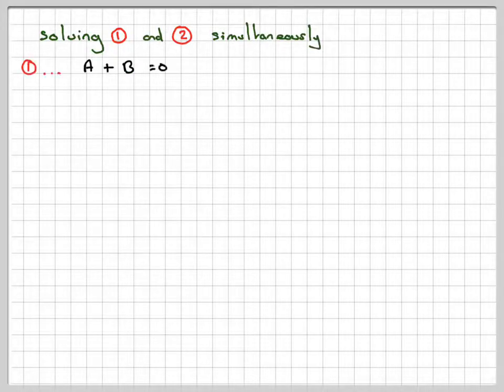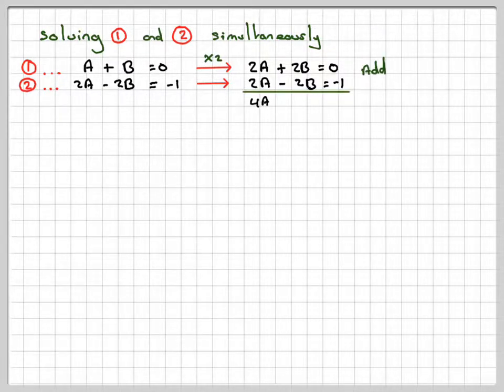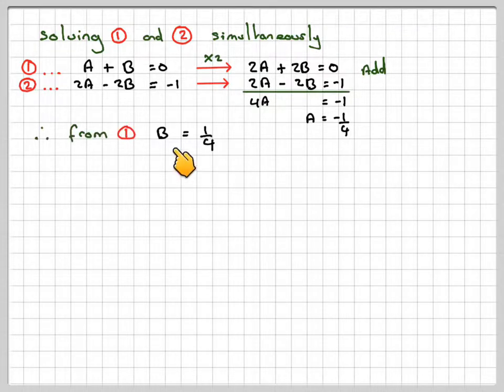So solving simultaneously, if we multiply the top one by 2, we're going to get 2a plus 2b is equal to 0. 2a minus 2b is equal to minus 1. If we add those, we're going to get that 4a is equal to minus 1. a is going to be minus 1/4. And then from the first equation, it's very easy to see that b has to be equal to 1/4, because minus 1/4 plus 1/4 gives you 0.